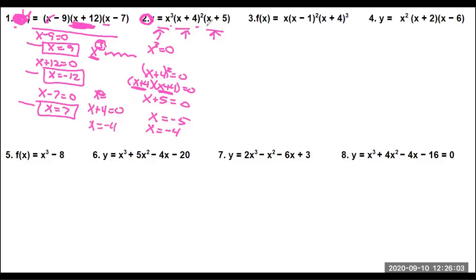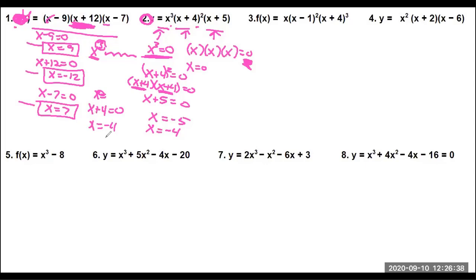Now, tell me about the x plus 5. Oh, we did that one already. Tell me about the x to the third. Isn't that the same as x times x times x equals 0? That means x could equal 0, right? What is 0 to the third power? 0. And see, I'm looking for x's that are going to make it equal to 0. That's why we call them zeros.